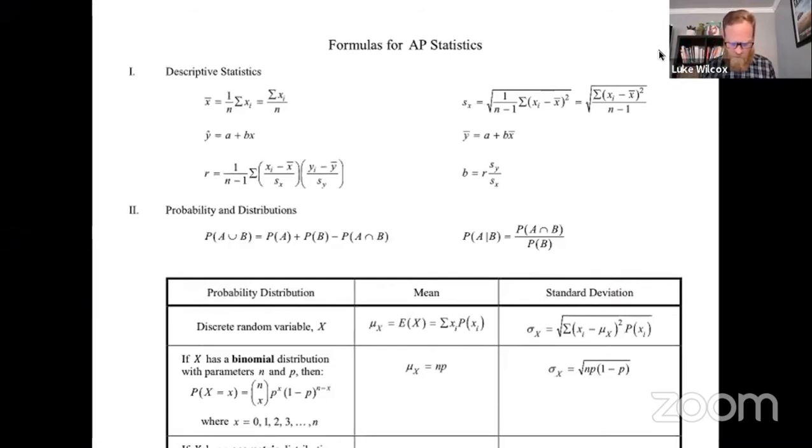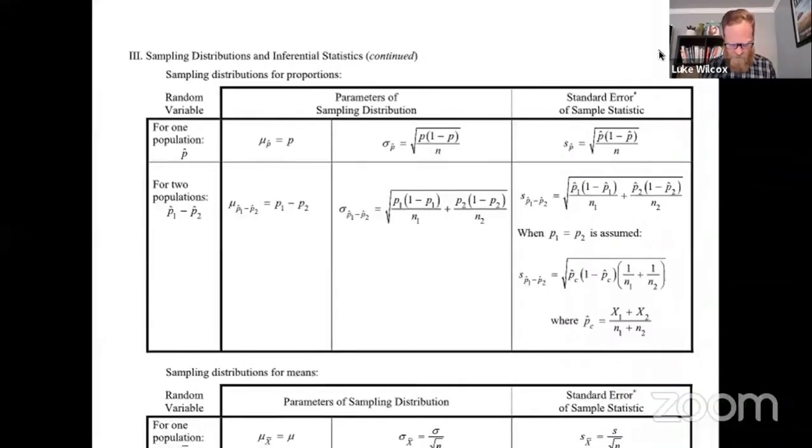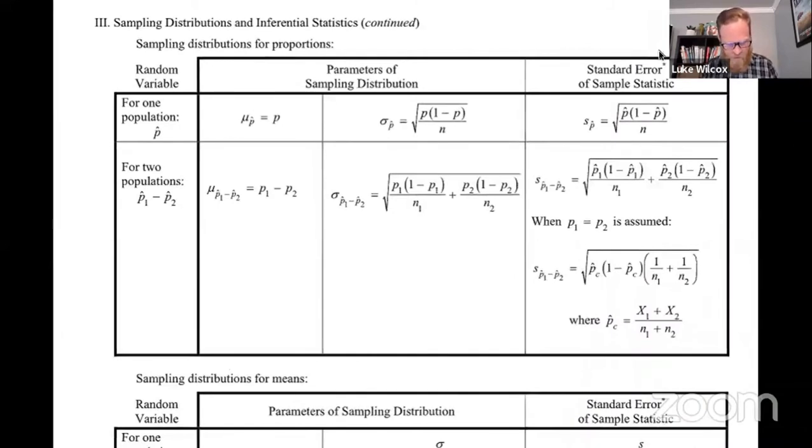If you go to the second page of the formula sheet, the very top here, you are going to see all of the formulas that you need for the sampling distribution for proportions, which is what we just talked about. If you have one sample or one population, there's your mean and there's your standard deviation. And then if you have two samples, there's your mean and there's your standard deviation. And those match with the formulas that we came up with in the activity.